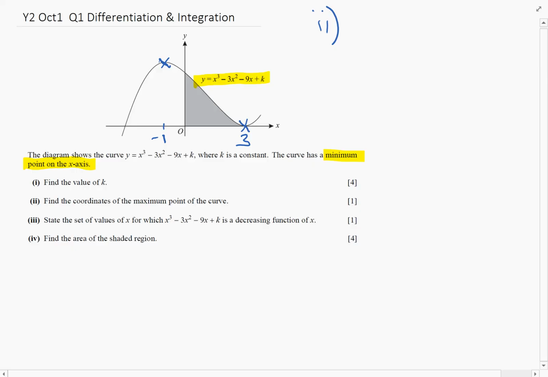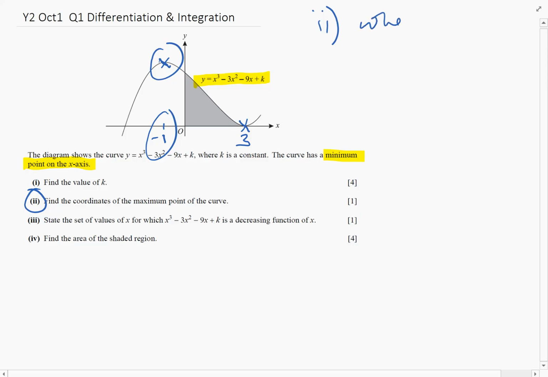For part 2, we've got to find the coordinates of the maximum point of the curve. We already know the x value is minus 1 from the previous part of the question, so we've just got to find the y value to get the coordinates for that maximum point up there.